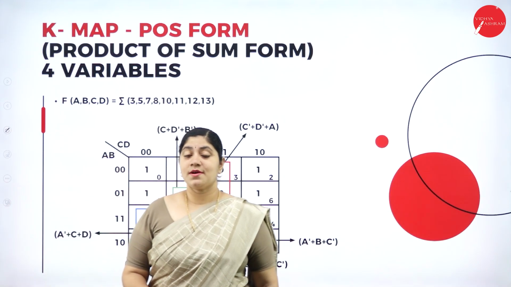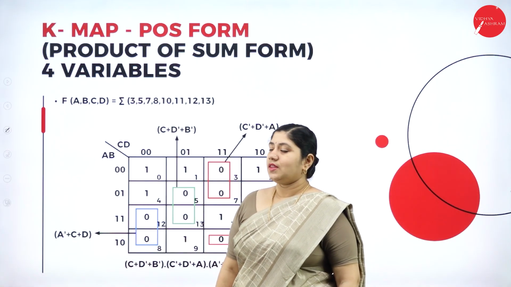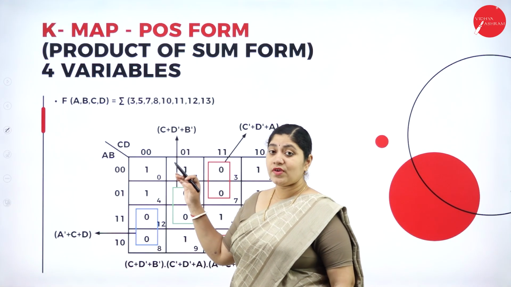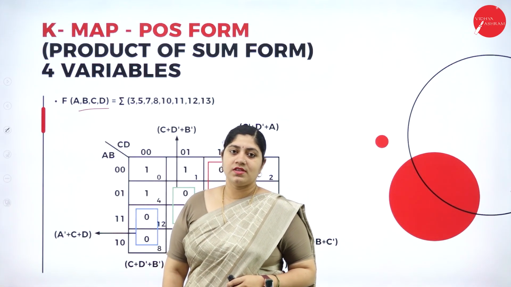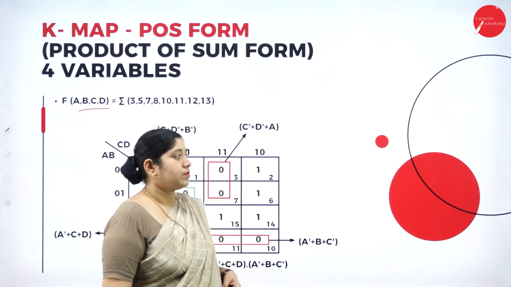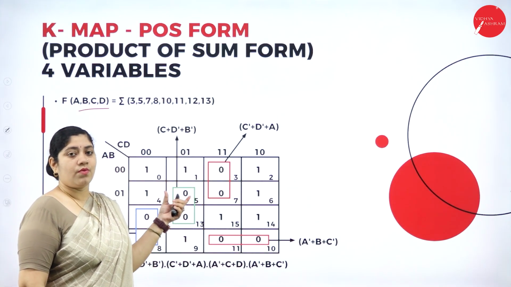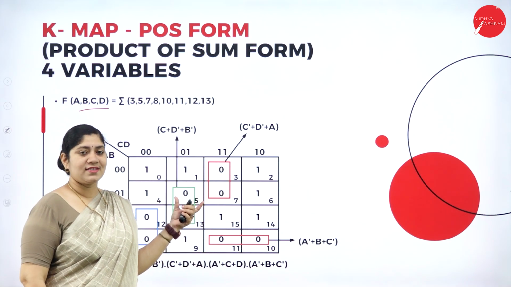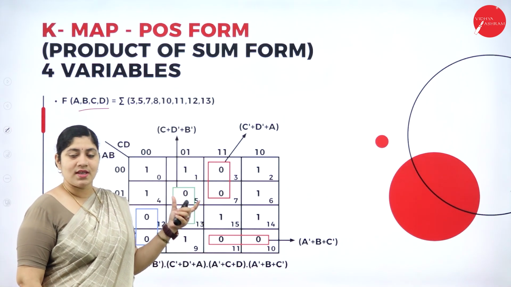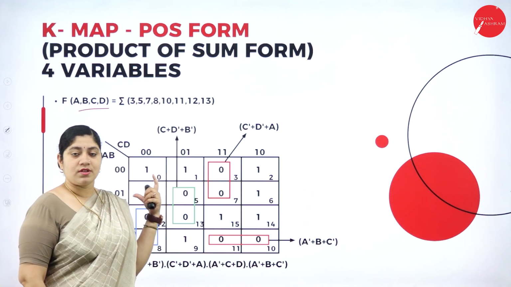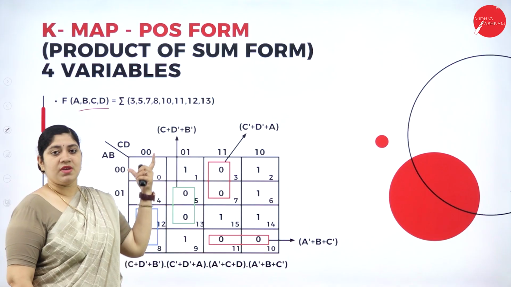Heading on, let's see a 4-variable POS representation by using K-map. As it is a 4-variable, we can verify that by seeing these variables, that is A, B, C, D. All right, now let's start building a K-map. How many cells do we have? Do you remember? It's 2 power 4. So we have to write 16 cells and split the variables into columns and rows, that is A, B and C, D.